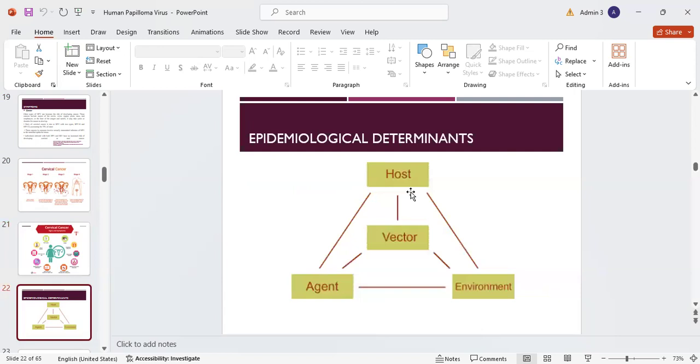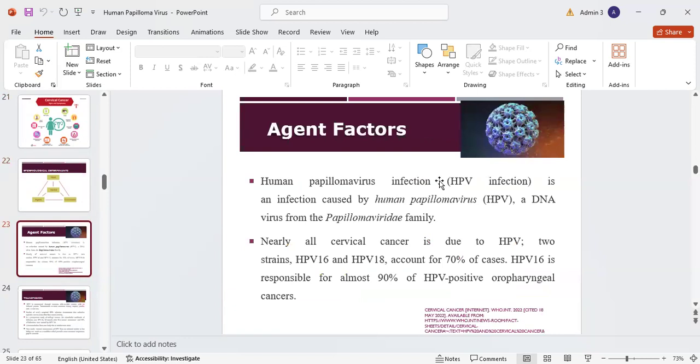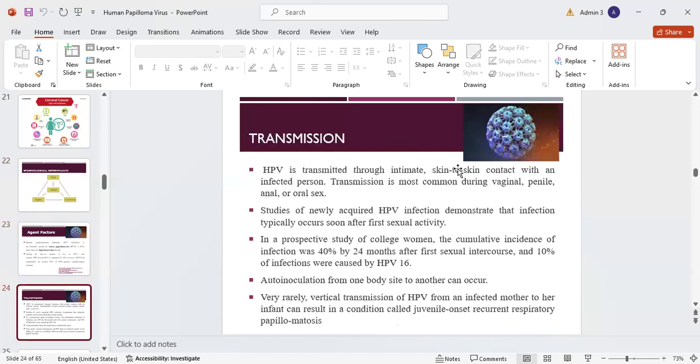Epidemiological determinants include host, environment, agent, and vector. Agent factor includes human papilloma virus infection. HPV infection is the infection caused by human papilloma virus, a DNA virus from the Papillomaviridae family. Nearly all cervical cancer is due to HPV. Two strains, HPV 16 and HPV 18, account for 70% of the cases. HPV 16 is responsible for almost 90% of HPV positive oropharyngeal cancers.